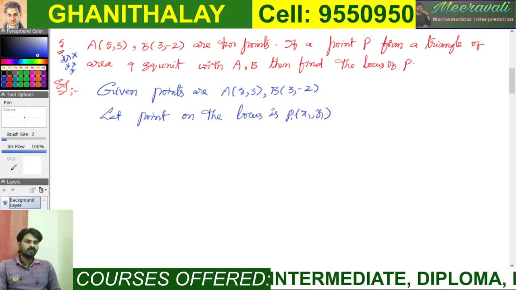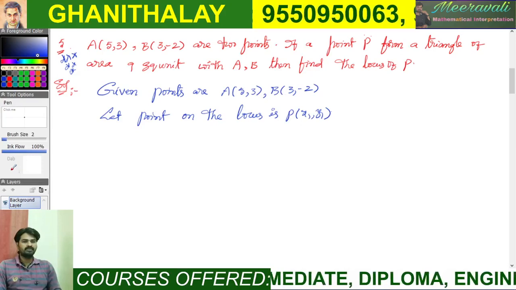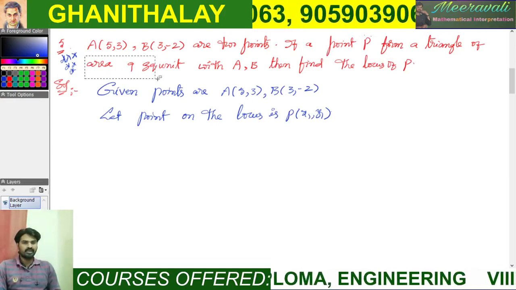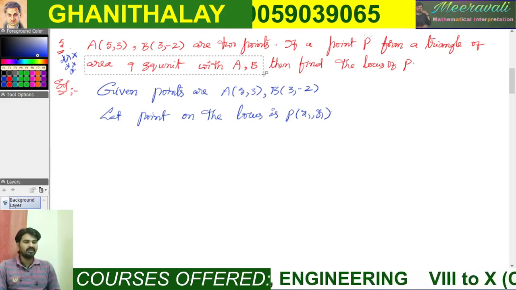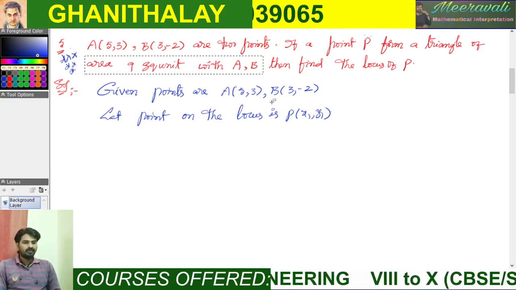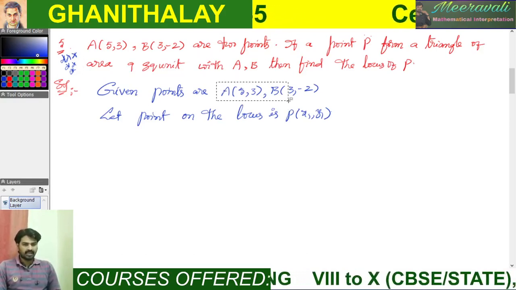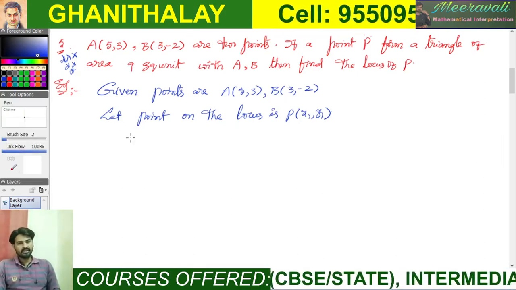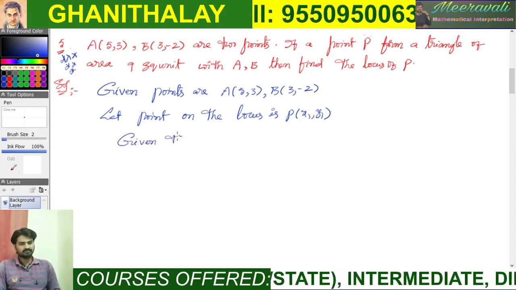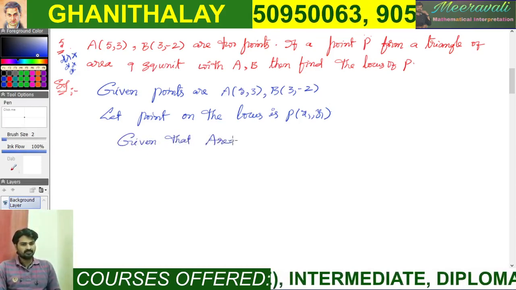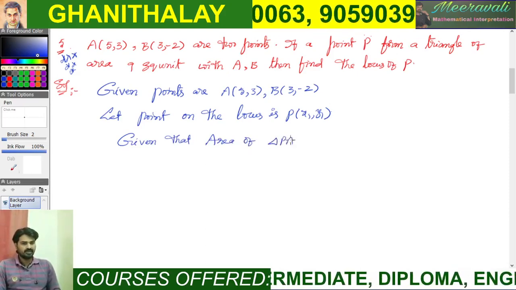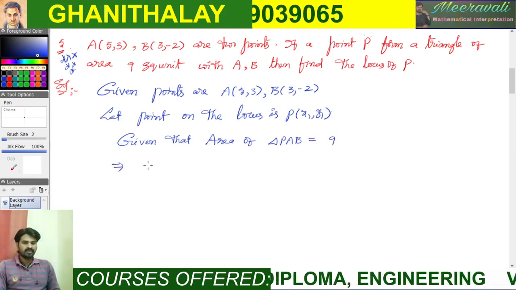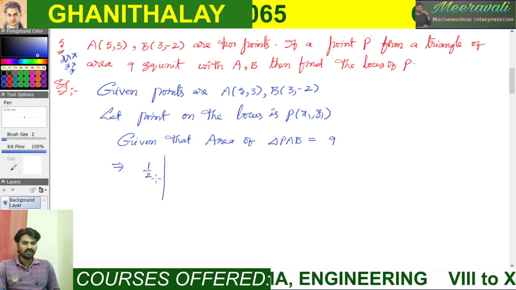So here how many points do you see? P point, A point, B point. By using these three points in the given problem: if a point P forms a triangle of area 9 square units with A and B, so here P point forms with AB a triangle with the area 9 square units. That means the given area of triangle PAB is 9 square units. On the left hand side, I am going to write the area of triangle PAB.